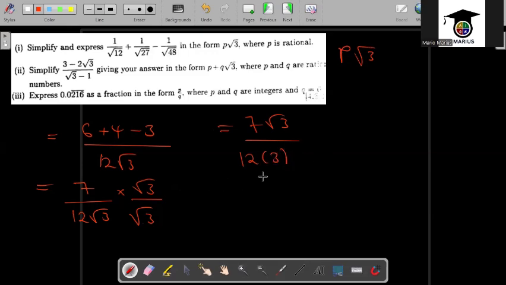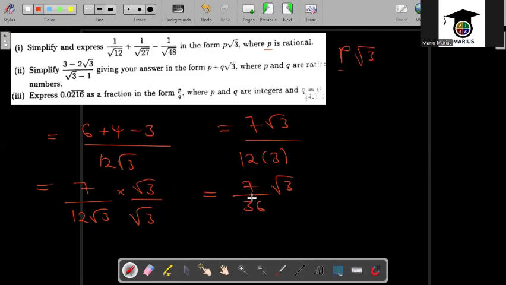Okay, from here, how can I simplify that? So what is 3 by 12? 3 times 12 is just going to give me 36. So here I have 7 over 36. Then I have my root 3 there. So it is in the form p root 3. P is this here, which is 7 over 36. Can I reduce 7 over 36? No, I can't, because it's irreducible.